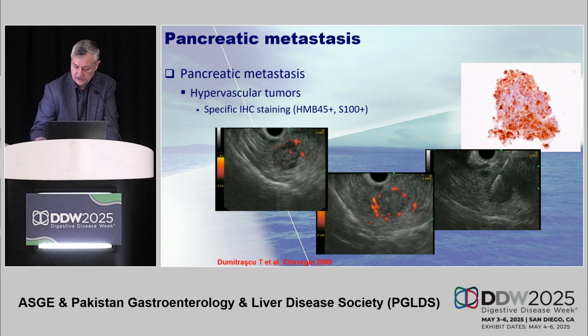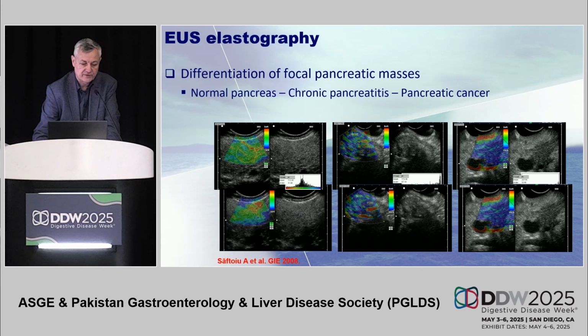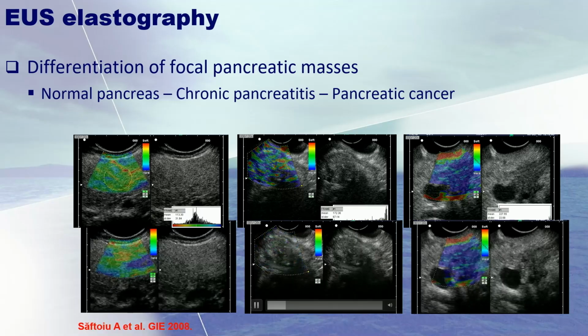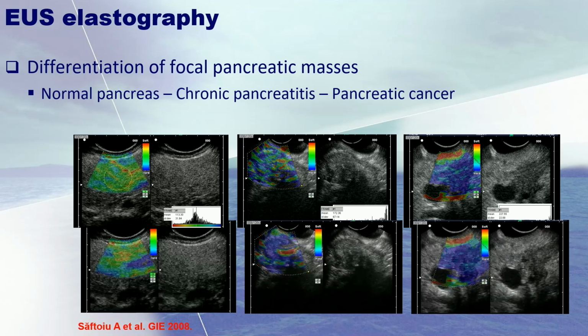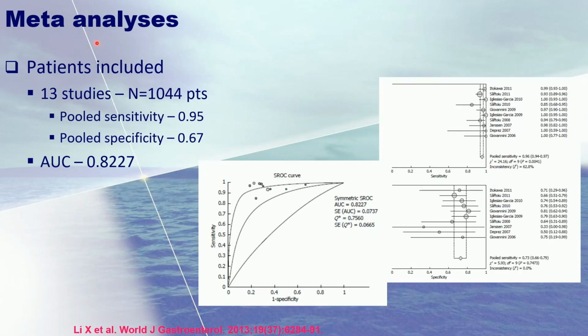You need to do immunohistochemistry to establish the diagnosis. However, the diagnosis is not obtained in 100% of cases. So that's why a lot of adjunct technologies were introduced, like elastography, which is a technique which works in real time, and you can easily see the difference between the normal pancreas and the chronic pancreatitis, and also pancreatic adenocarcinoma. So there is a difference, and if you also look at meta-analyses, then you'll see that elastography has a high sensitivity but a very low specificity.